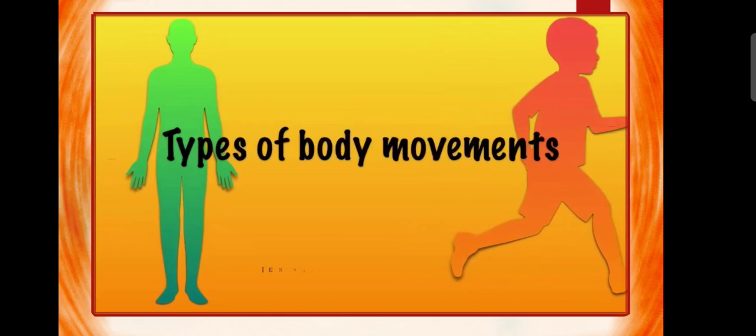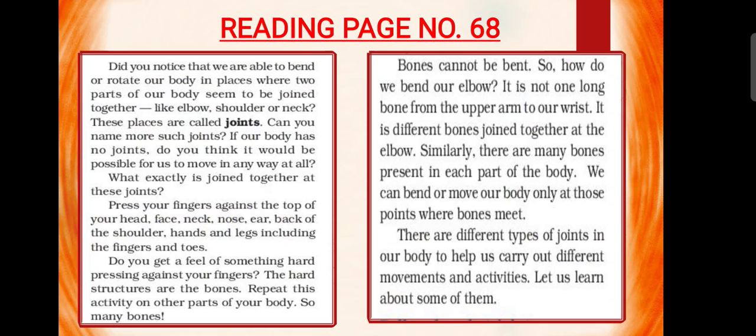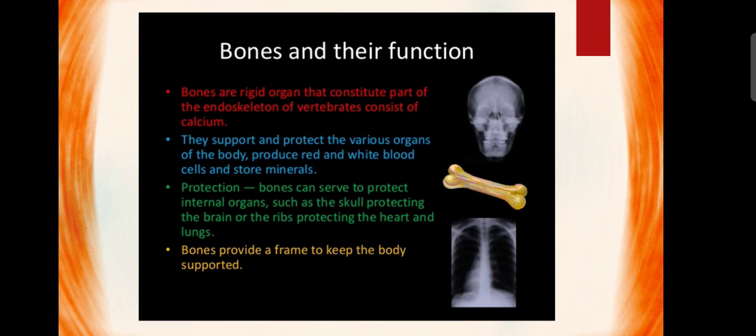Children, as you know, we have discussed different types of body movements in our previous video, and also what the meaning of joints is. So here you can see the bold word joint: the place where any two bones are joined together, like elbow, shoulder, neck. These are all called joints. Here we are going to see the types of joints one by one. But before that, you should know what bones are.